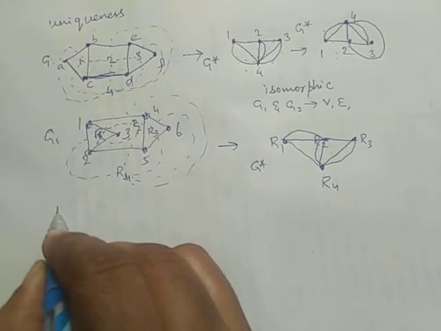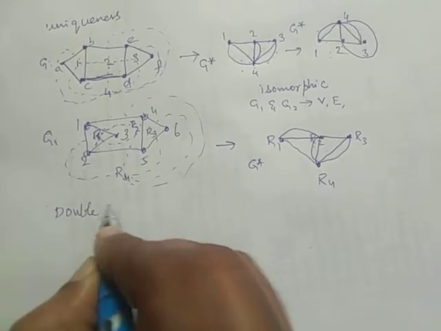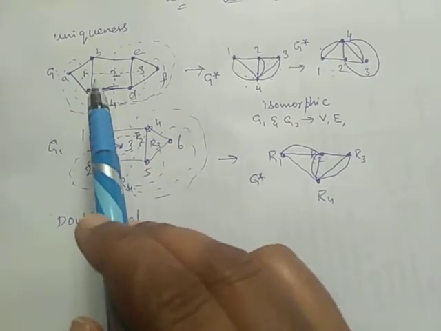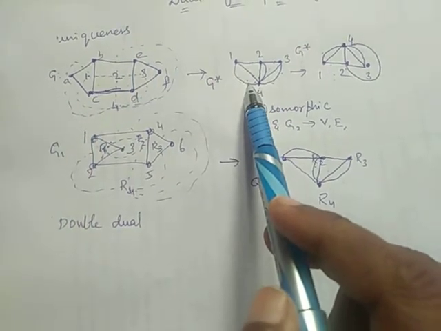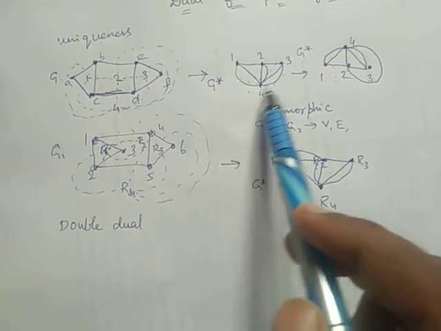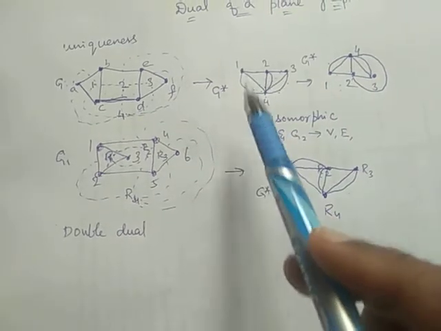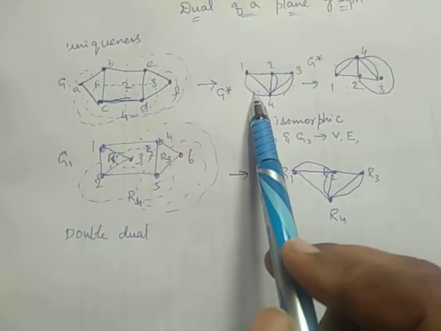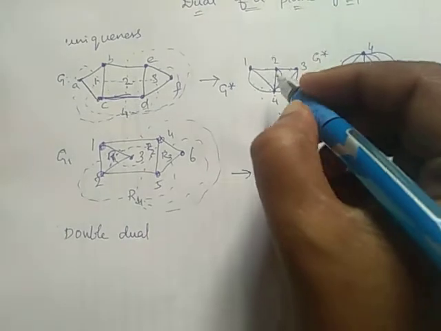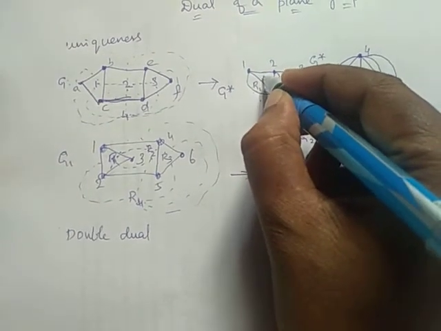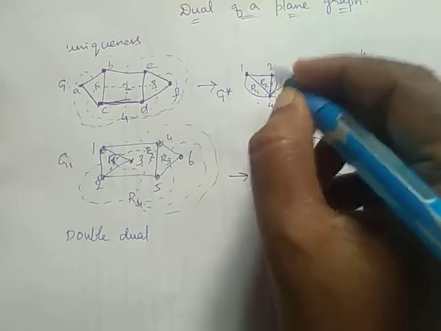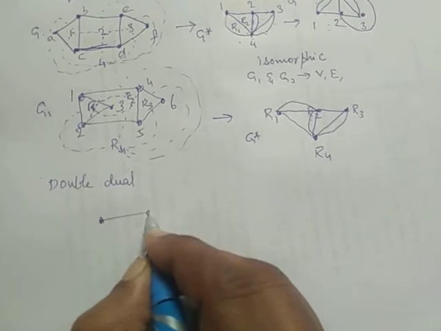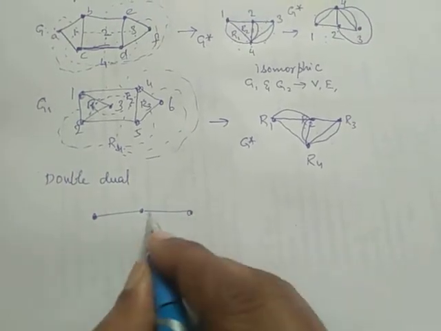The next topic is finding the double dual. Now we know how to find a dual. For the graph G, I got a dual, which is G star. This is the first dual. For this graph, if I find another dual, that will be the double dual. So for a graph G, G star is the dual, and now we find the dual of this graph.